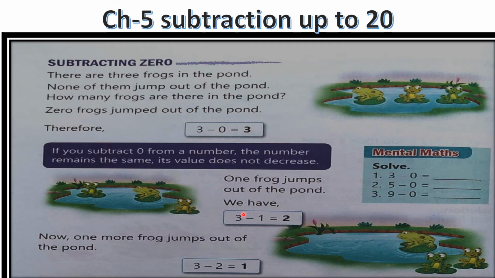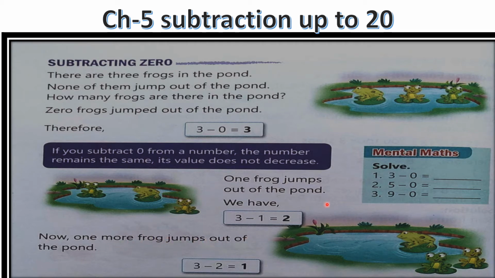Now one frog jumps out of the pond. Total 3 frogs are there and one frog jumps out of the pond. So how many frogs are left? So 3 minus 1 is equal to 2. Whenever we subtract 1 from a number, the number decreases by 1, or we can say the answer is the number before it. Means before 3, what is that? 2.